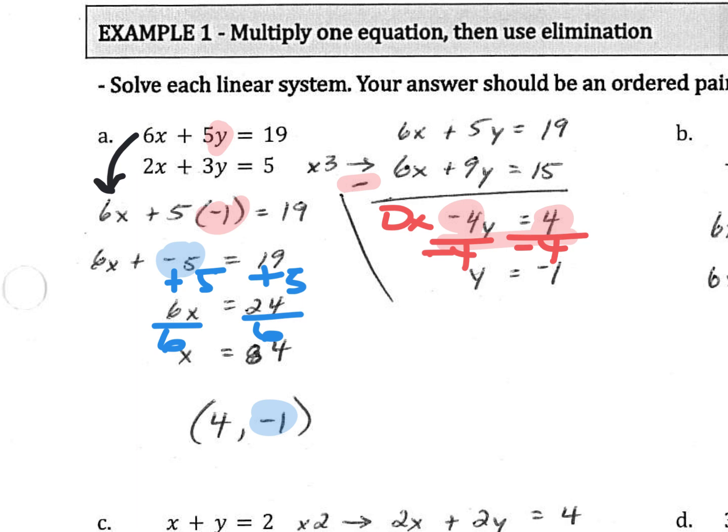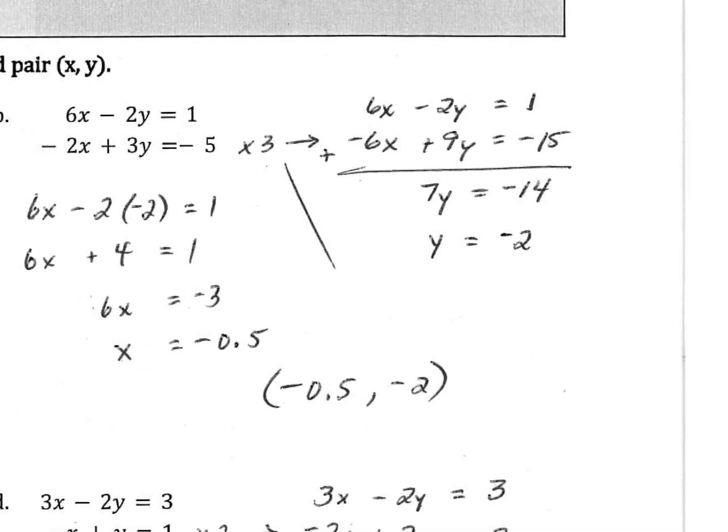So the 4 is our final answer, our x number. We get an ordered pair for both. So to recap, really the main thing that we did differently was we started by multiplying by 3 to get coefficients to match up. Let's look at letter B.